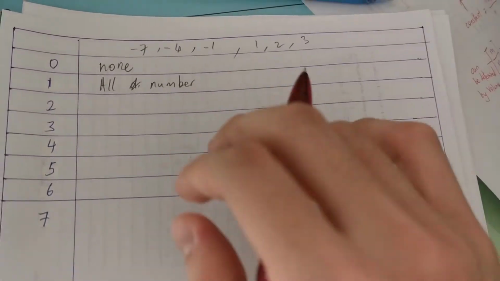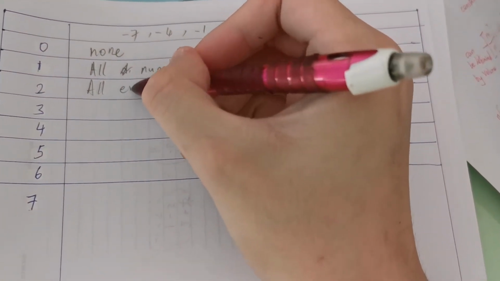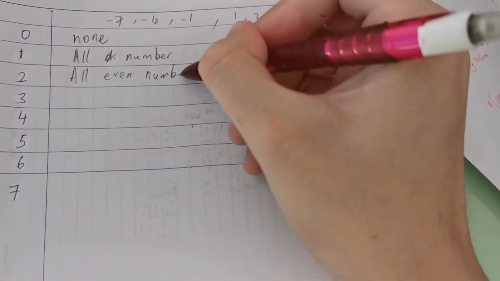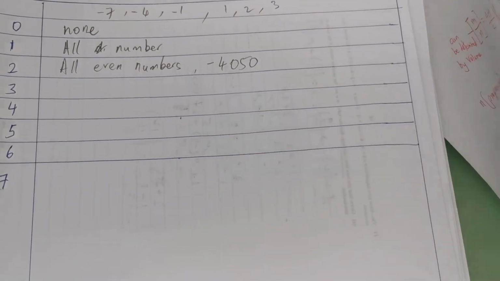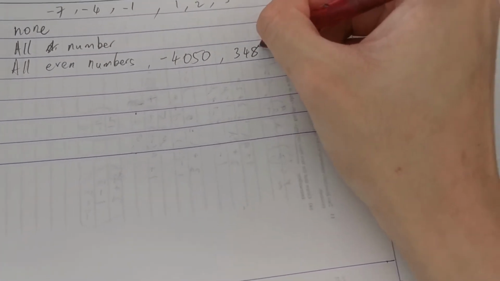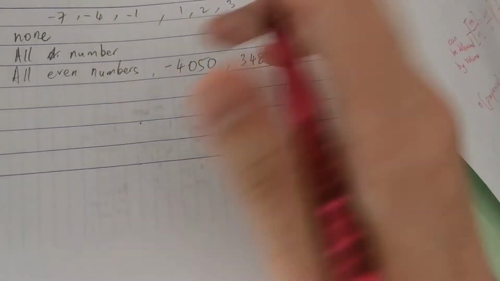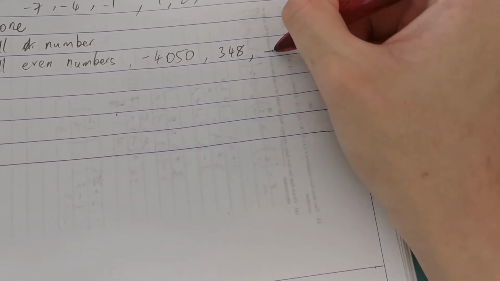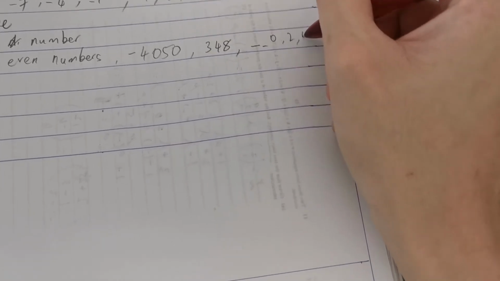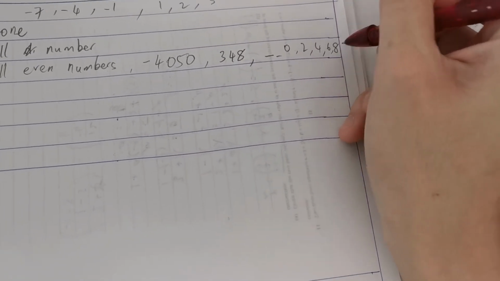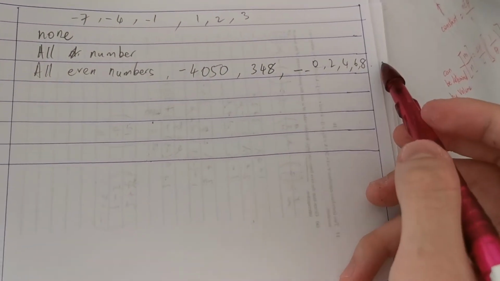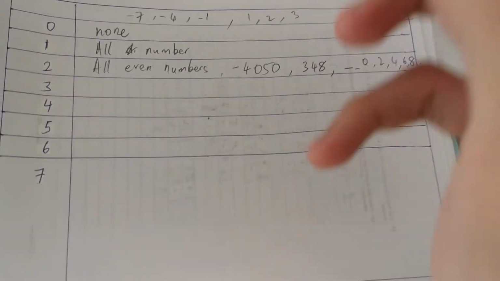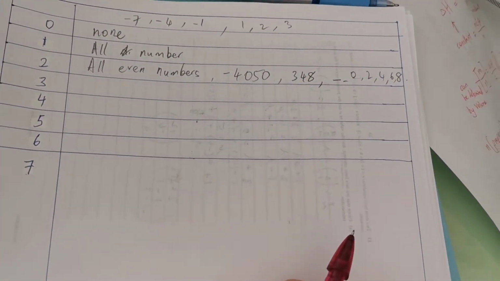Right, what number is divisible by 2? All even numbers. So maybe -4050, right? Or 348. Even numbers are numbers that end with 0, 2, 4, 6, and 8. So if you have a number ending with one of these digits, then the number is divisible by 2.